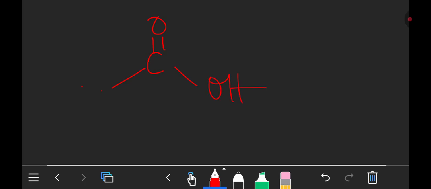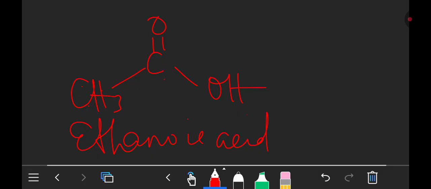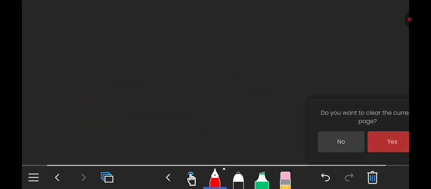Let me say it is connected to a certain methyl group. So how many carbons do we have? 1, 2. There are 2, right? So this is the ethanoic acid. If you number it 1, 2, there are just 2 carbons. So this is ethanoic acid. The common name for ethanoic acid is actually acetic acid. It is known as acetic.